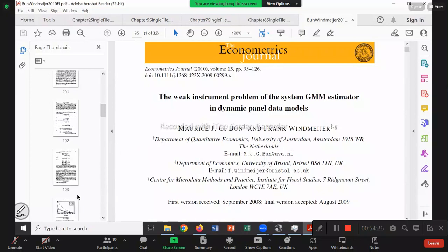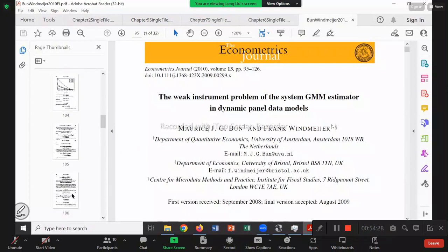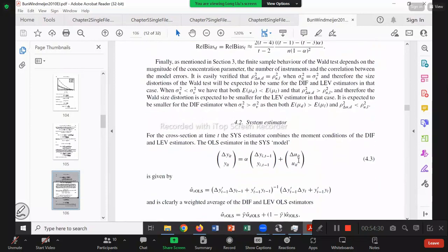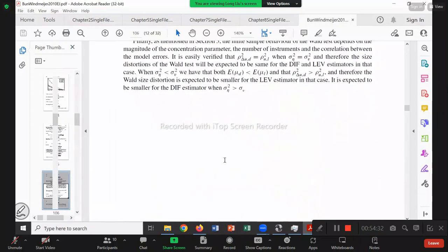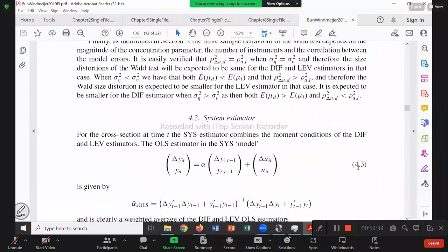First of all, let me introduce what they are. Let's take a look at equation 4.3. It's a combination of two parts. If you only look at the first row, the change in y is a function of the change in y(t-1), by using instruments y(t-2), y(t-3), and so on.